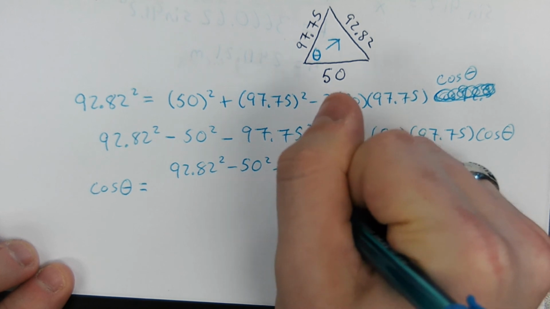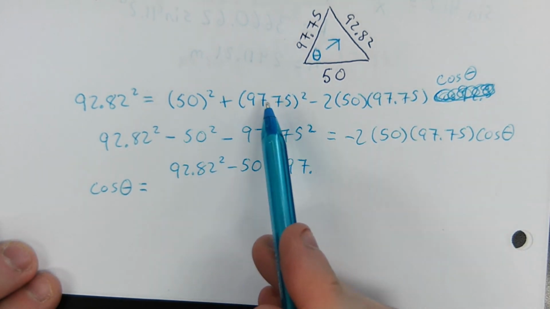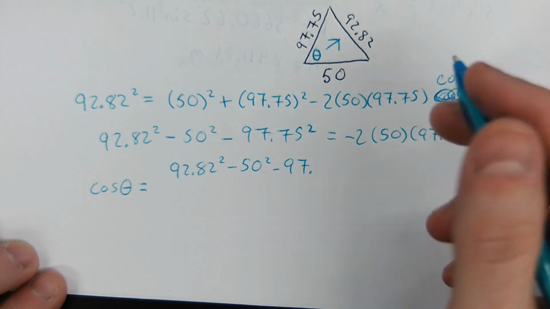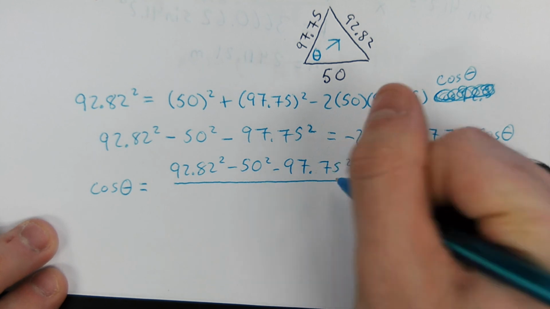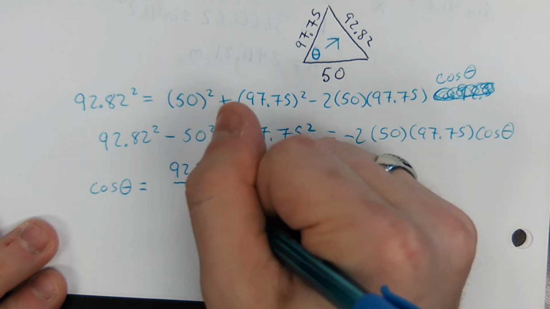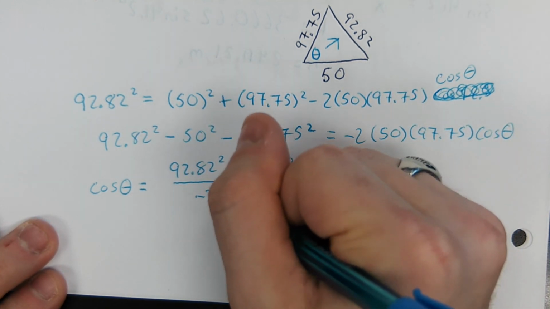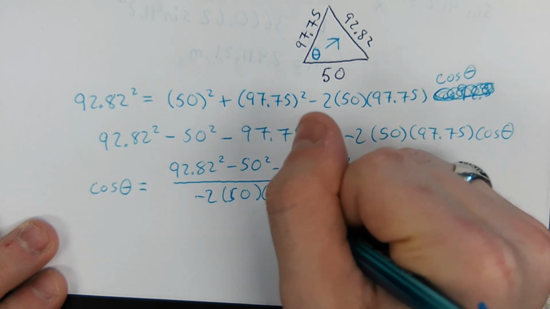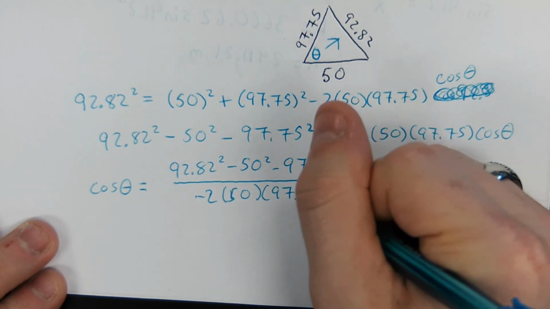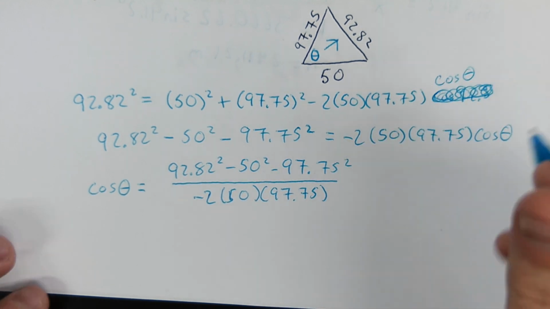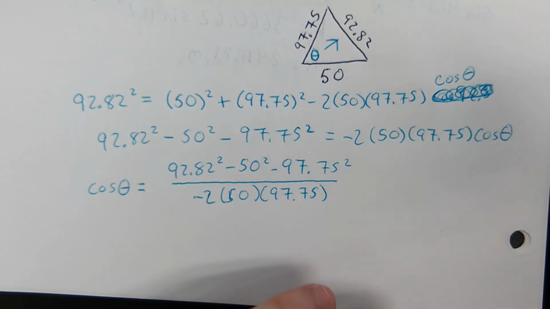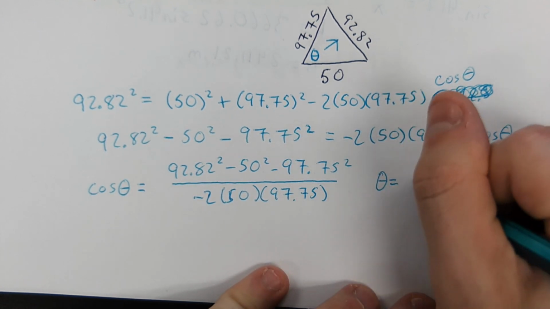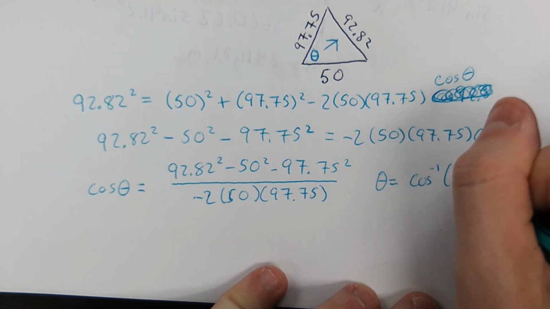I subtracted these two numbers from both sides. Here's me dividing by that stuff that's sitting next to cosine. It really is awful. I feel like in the IB, you have to show all this stuff. But by the way, this is not an IB question, it's a pre-calc question. Now, theta is equal to cosine inverse of all that.